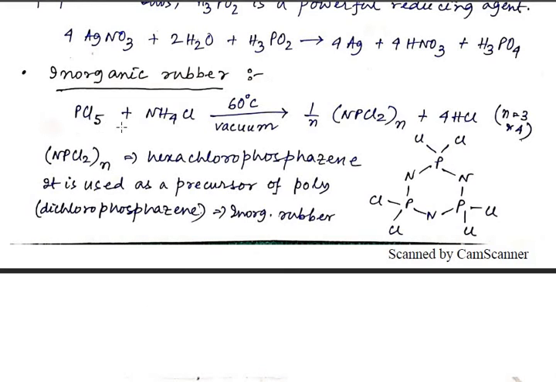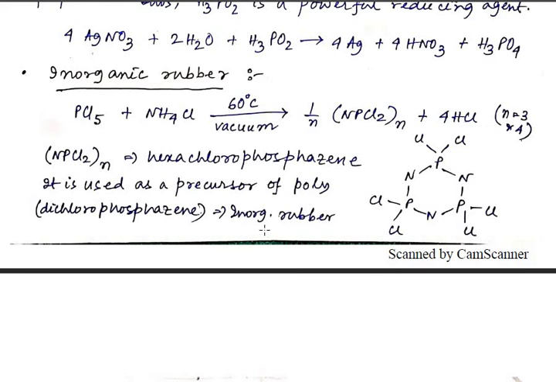Suppose I have PCl5, that is phosphorus pentachloride, and when it reacts with ammonium chloride at 60 degrees centigrade in vacuum, it will form (NPCl2)n plus HCl. n is mainly 3 and 4. When it is 3, then it can be called as the hexachlorophosphazene, and it is used as a precursor of the polydichlorophosphazene, that is the inorganic rubber. Okay, इसलिए इसको हम लोग इनऑर्गेनिक रबर भी बोलते हैं.